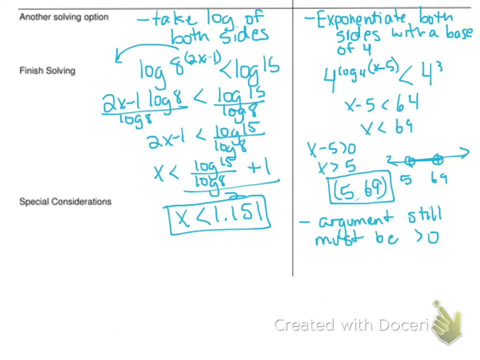Okay, so the argument still must be greater than 0, but like I said, you didn't have to change the sign. So for the next one on the back, it's time to try it yourself, and I would pause the video at this point and try to work them yourself. I'm going to work them the way I showed you first, by changing forms. You may try it the other way, and I do have the answer key for both options.